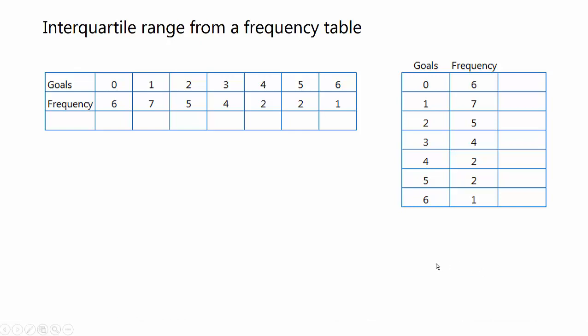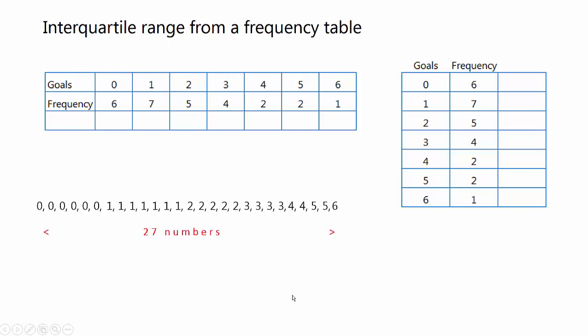Now, one way to do it, if I had no other way of doing it, would be to literally write out these numbers. I've got 6 zeros, so I'm going to write those out, followed by 7 ones, followed by 5 twos, followed by 4 threes, 2 fours, 2 fives, and a 6. Then I need to count how many numbers I've got. That comes to 27. And remember, to find the lower quartile position, you take that number 27, you add 1, and you divide by 4 because it's quartiles, you get 7.